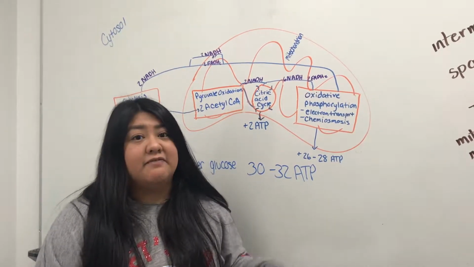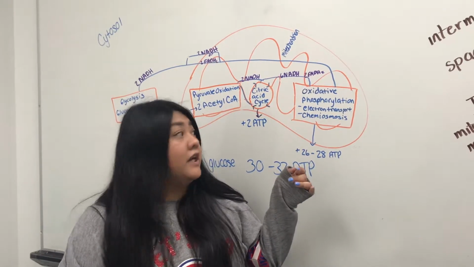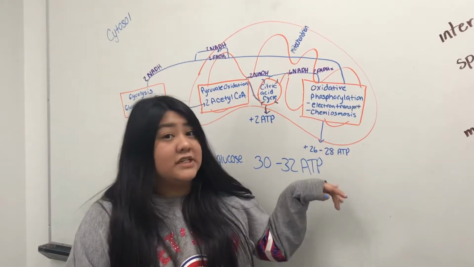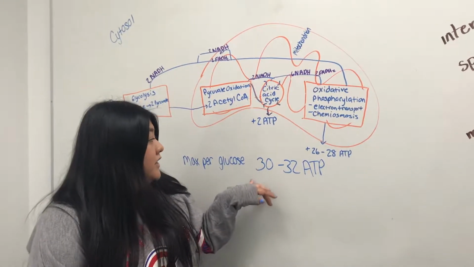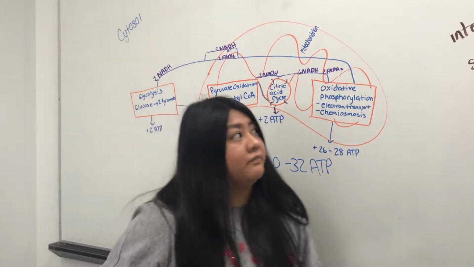The final step is oxidative phosphorylation. There are two parts to it, which are the electron transport chain and chemiosmosis. At the end of it, we have 26 to 28 ATP. That'll result in a total of 30 to 32 ATP per cellular respiration.